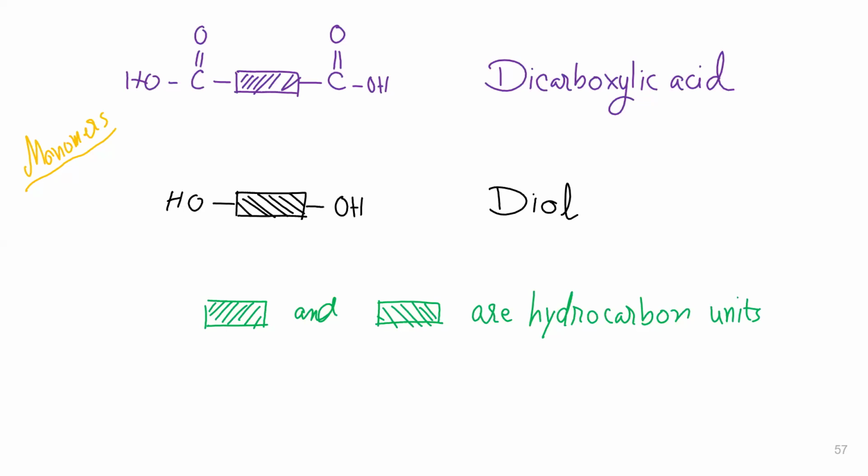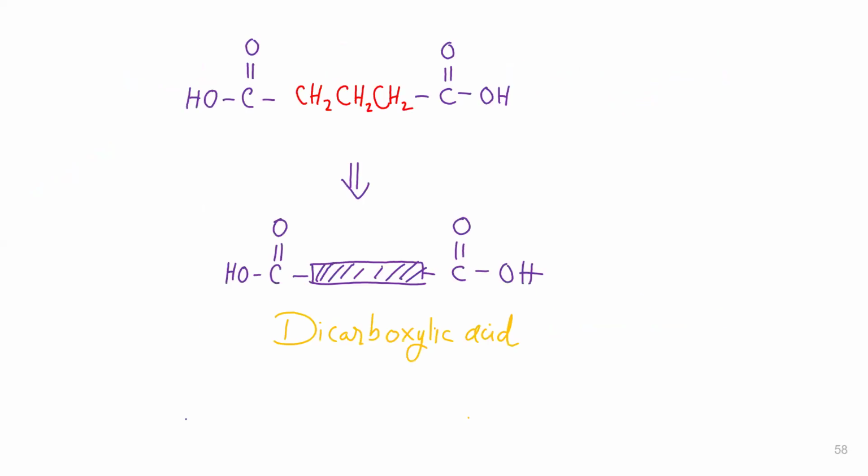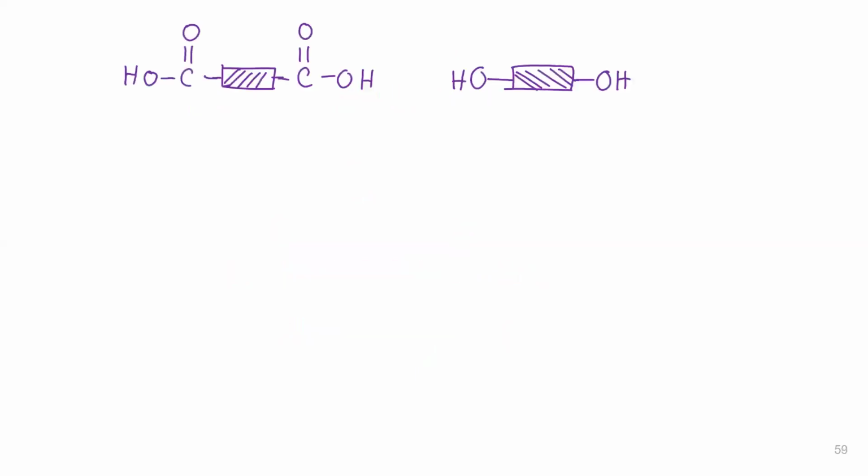Can you recall it? We did it that day. Okay, now look at this. The shaded rectangles are showing the hidden hydrocarbon. The hidden hydrocarbon is basically connecting the two carboxylic groups.